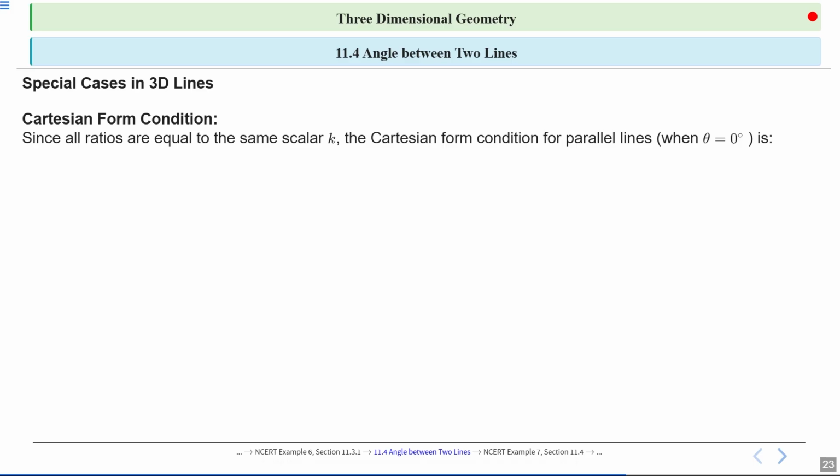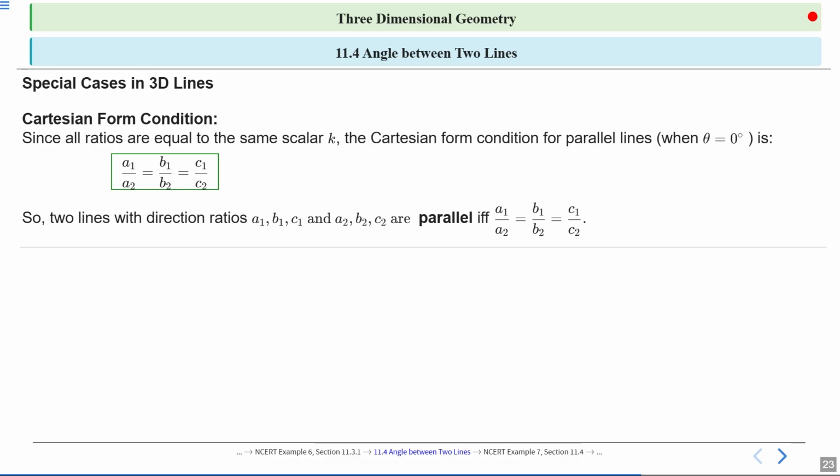Since all the direction ratios are equal to the same scalar k, the condition for parallel lines, when the angle between them theta is 0 degrees, can be written as a set of equal ratios. That means a1 divided by a2 equals b1 divided by b2 equals c1 divided by c2. This equation tells us that for two lines to be parallel in 3D, the ratio of their A components and B components and C components must all be equal.